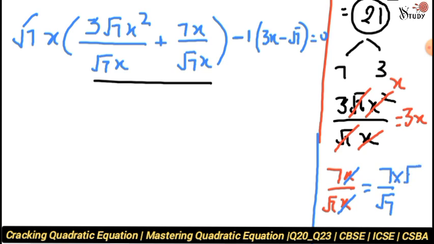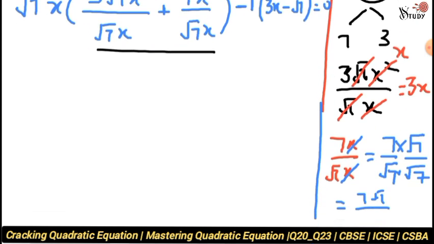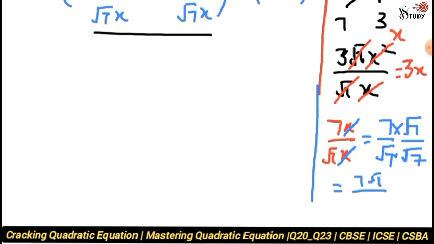Now we are going to rationalize root 7. For that we are going to multiply by root 7 in the numerator and by root 7 in the denominator, and we have 7 root 7 by 7. This 7 cuts this 7 completely, and we have root 7. I hope you understand this thing completely. Now coming to the question.